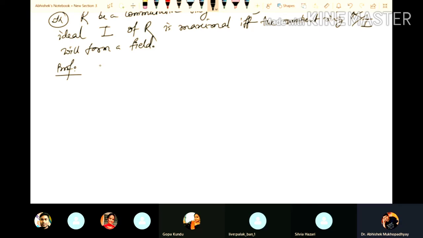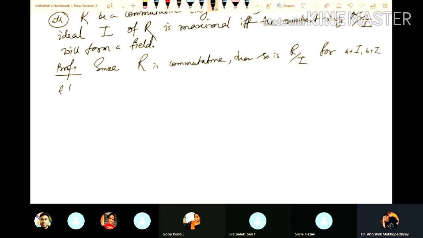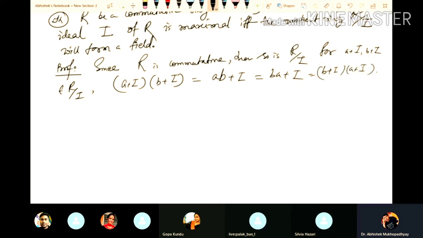Now note that since R is commutative, so is the quotient R by I. What is the reason? For a plus I, b plus I belonging to R by I, (a plus I) dot (b plus I) is going to be ab plus I, but ab is ba since R is commutative. So this is (b plus I)(a plus I). So it is clear that if R is commutative, so is its quotient ring R by I.